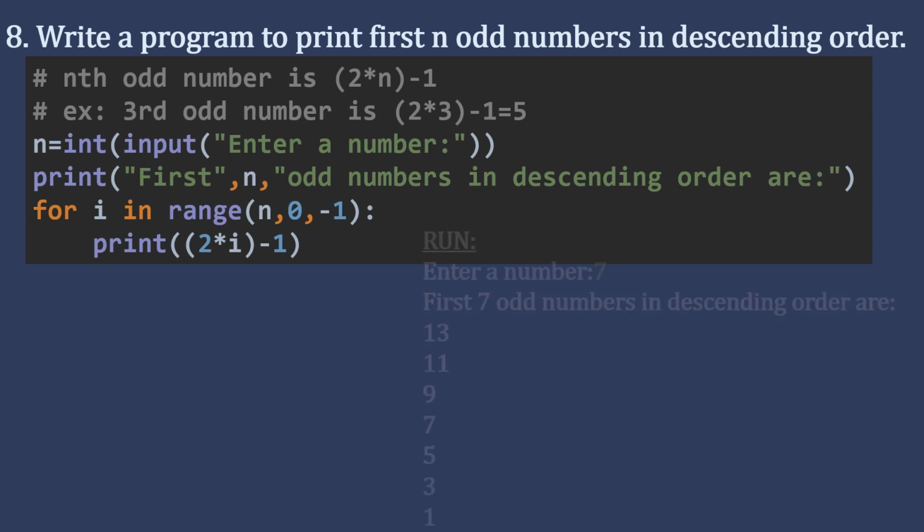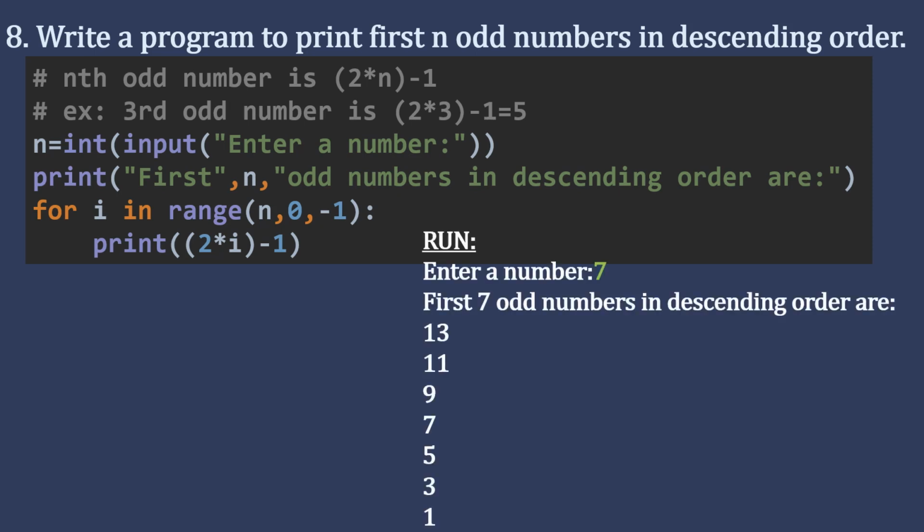So we will just put it in a loop. First you have to take the n value. Now for i in range n to 0 with a step value of minus 1, that means i will iterate from n to 1 and it has to print 2 into i minus 1. So like that you can get the first n odd numbers in descending order.